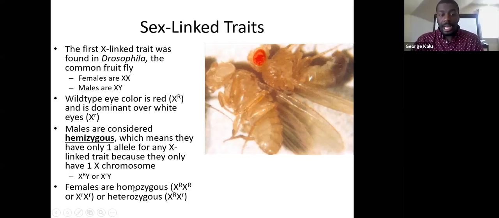Females are going to be classified the same way as we normally have. So females can be homozygous, either homozygous dominant, meaning X big R X big R, or homozygous recessive with X little r X little r, or they can be classified as heterozygous, where they have X big R and X little r. So we classify them exactly the same way as we normally have. Males, we can't do that because we're only dealing with one X chromosome.